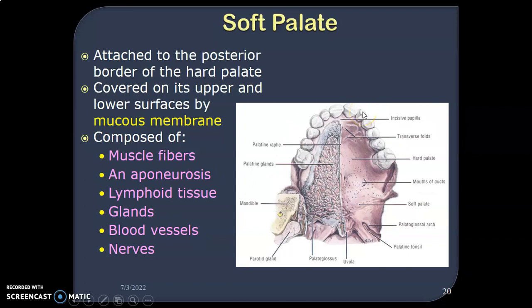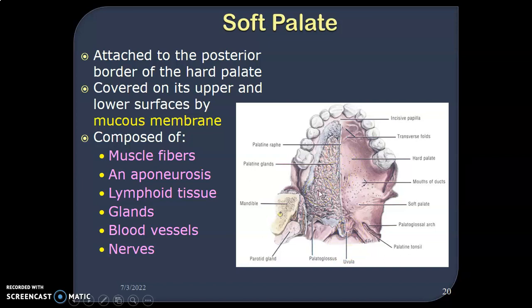The soft palate is the continuation of the hard palate posteriorly. However, it's not bony, it's muscular, and it's also covered by mucous membrane. Hard palate was covered by mucoperiosteum. Remember, periosteum is a covering of bone, so it's periosteum with mucous membrane on it. The soft palate is covered by periosteum.